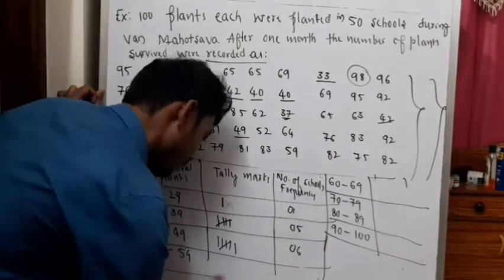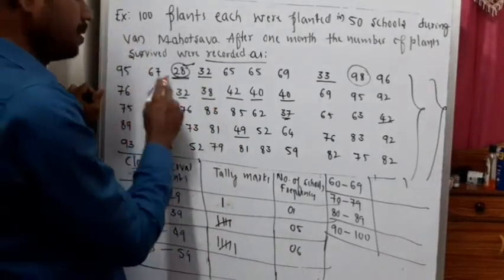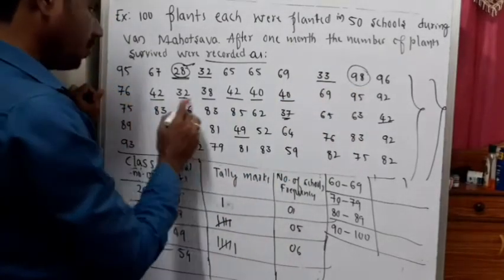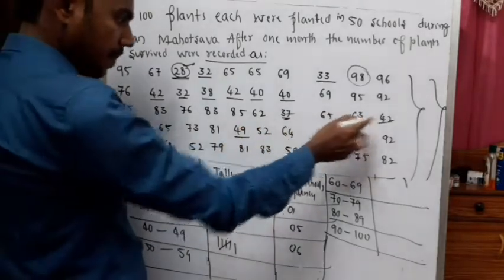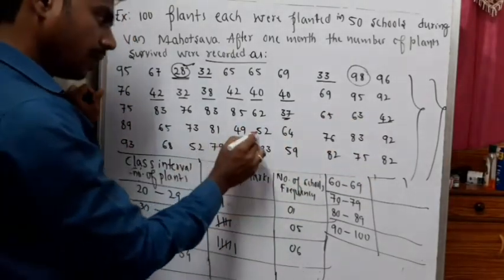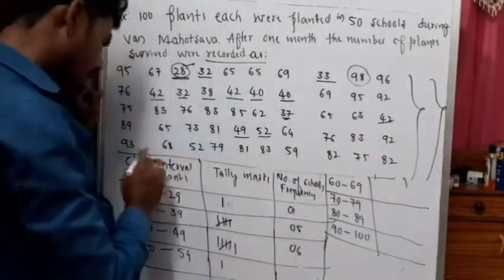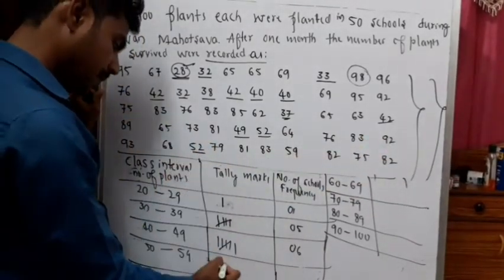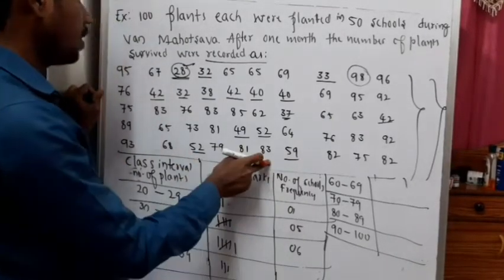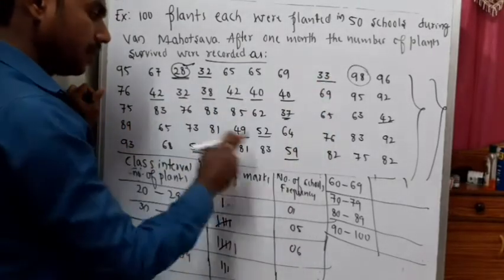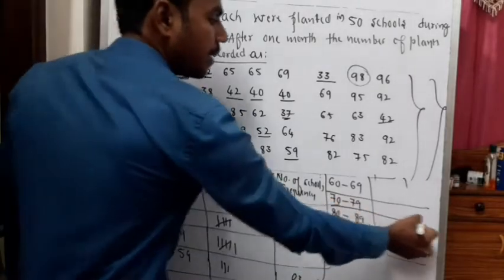Next 50 to 59. 1, 2, 3. In 50 to 59, how many are there? When we checked, only 3 were there. 3 is the frequency.